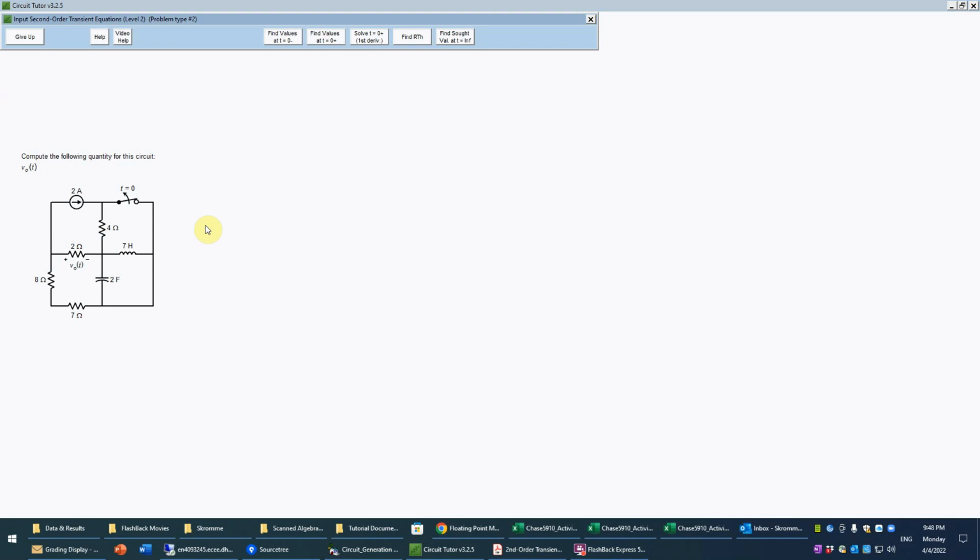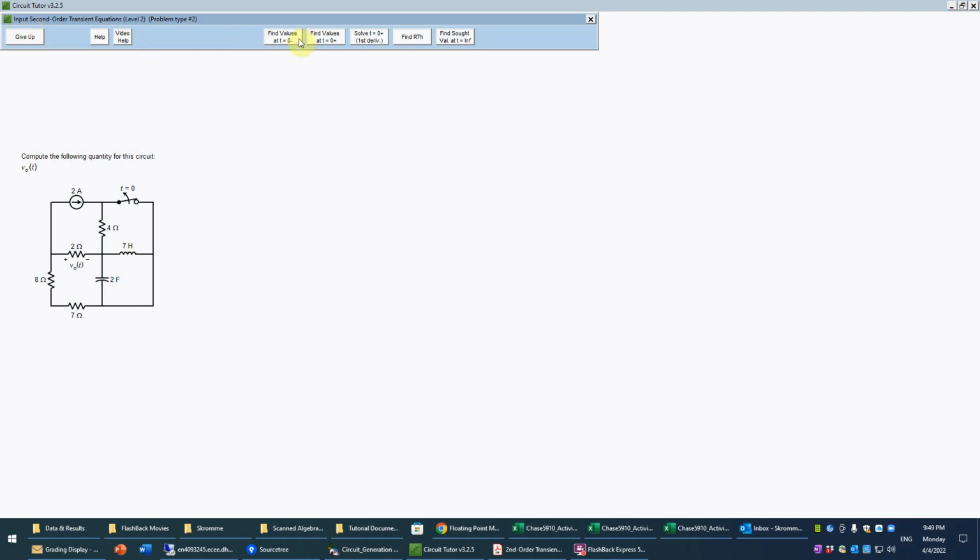Okay, so we see that our problem does in fact have a capacitor and inductor that are in parallel here, and then our sought variable is going to be a resistor voltage, which means that the problem is going to be a little more complicated than if the sought variable was, say, the inductor current or the capacitor voltage.